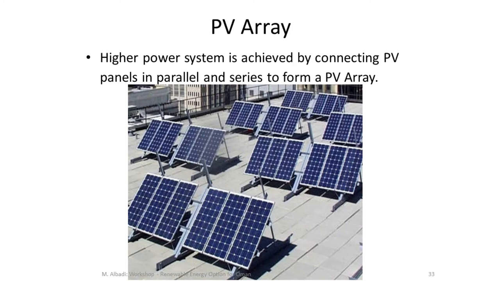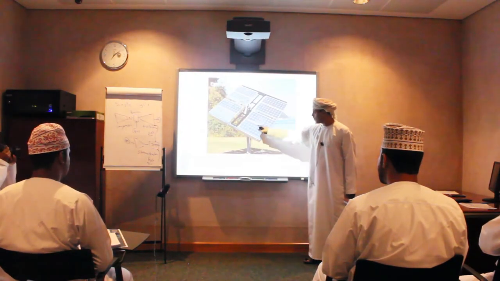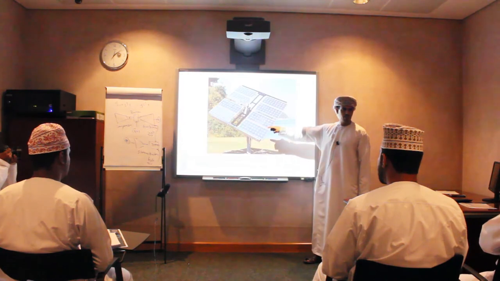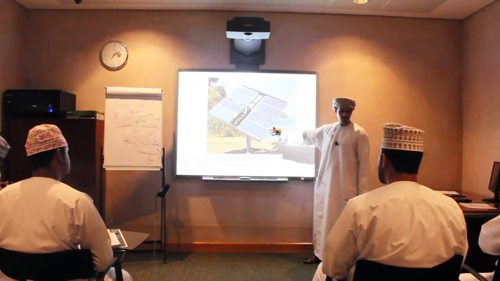So what will be the total voltage? What will be the total current? Can you do that? Maybe let's try with one of them. What will be the voltage, for example? Each cell is 0.5 volts. What will be the voltage? You just multiply the number of cells by the voltage, right? So how many cells do we have? 36 times 0.5, about 18.